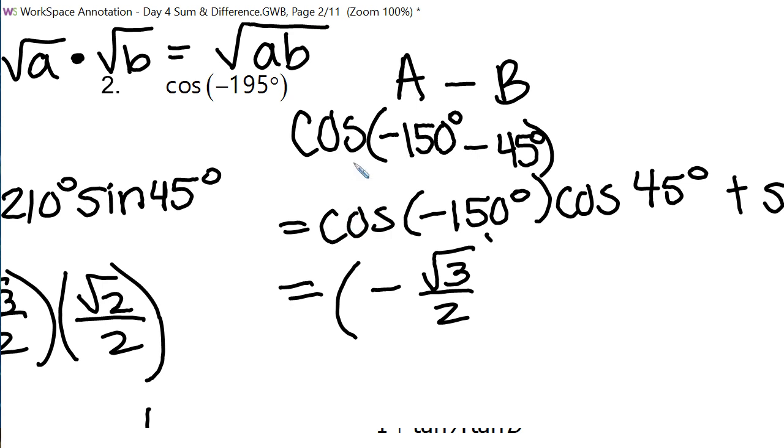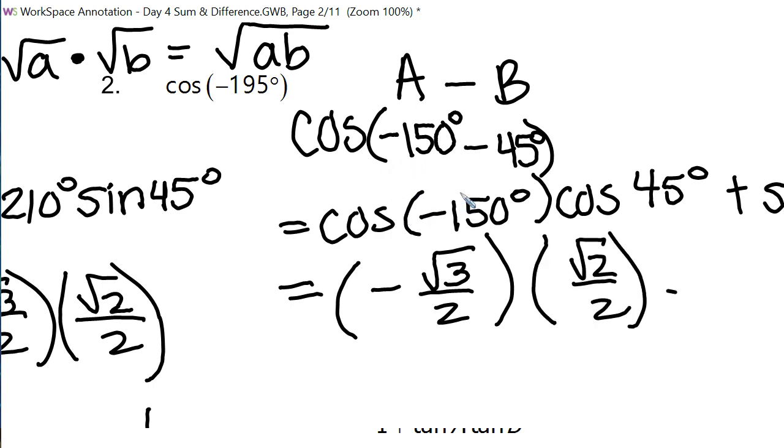And what's the cosine of 45 degrees? Square root of 2 over 2. We'll have a plus sign. Sine of negative 150 degrees. Again, negative 150 degrees terminates in quadrant 3. So in quadrant 3, would the sine be positive or negative? Negative. We said the reference angle was 30 degrees. So what's the sine of 30 degrees? 1/2. So negative 1/2. And what's the sine of 45 degrees? Square root of 2 over 2.